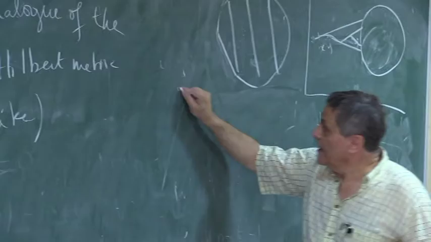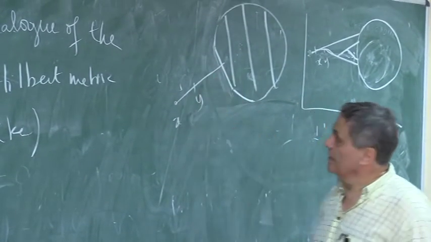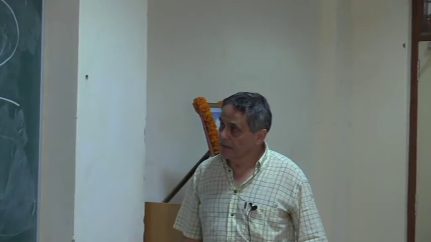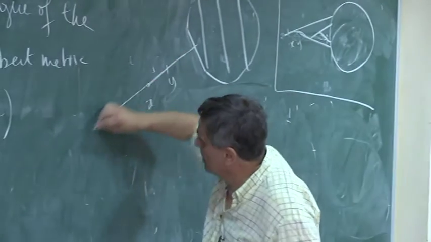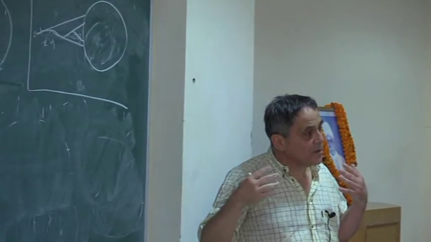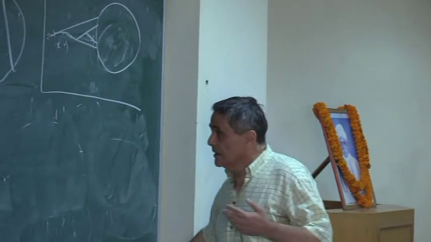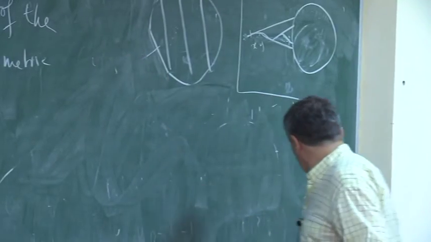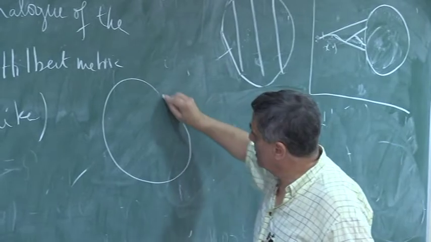I have x and y. I can define the Funk distance between x and y, the time-like Funk distance. But if I do y and x, then I have nothing to hit, right? So instead of one, you introduce a theory with two convex sets. For instance, this one here, and this one here now.